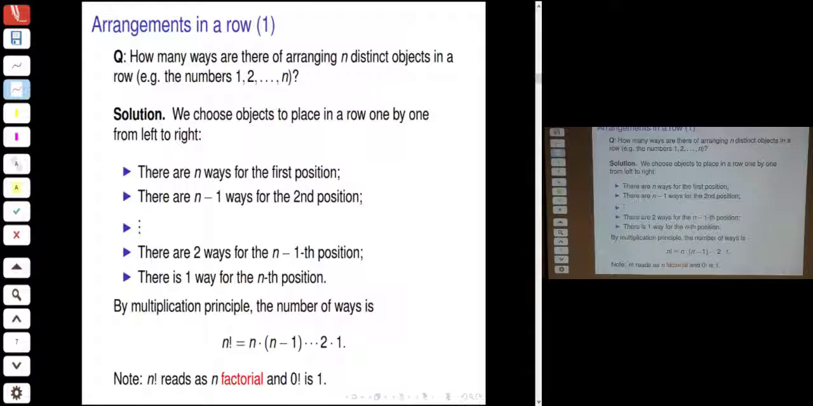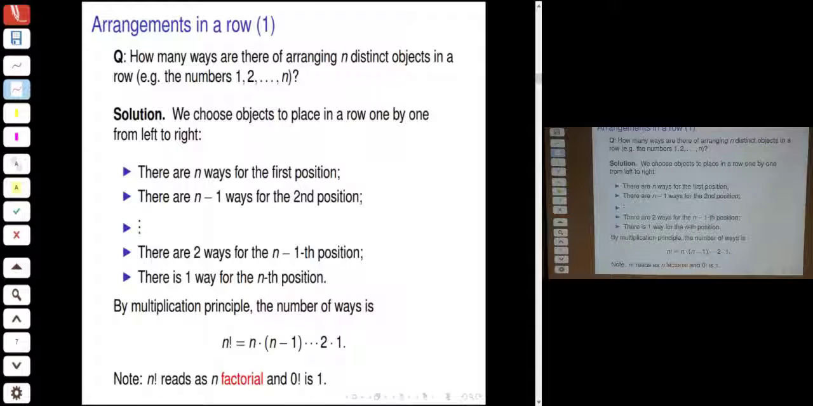And essentially, it's more and more sophisticated applications of these few basic principles. That's what we shall see. Okay. So the next example is arrangements in a row. So what is the problem? So there are n distinct objects. So think of n as 10 or something like that. So there are several n distinct objects. For example, you can think of the numbers 1, 2, 3, 4 up to n.